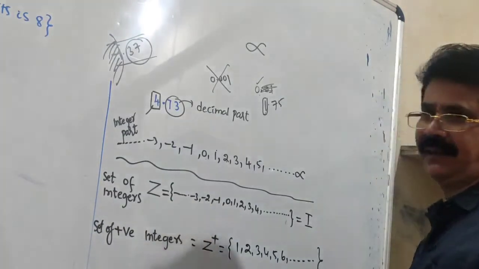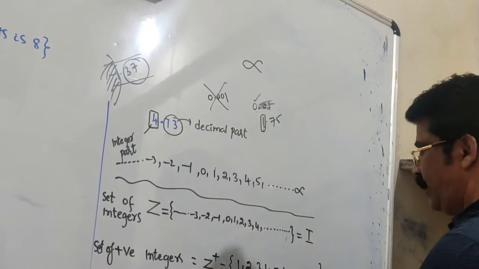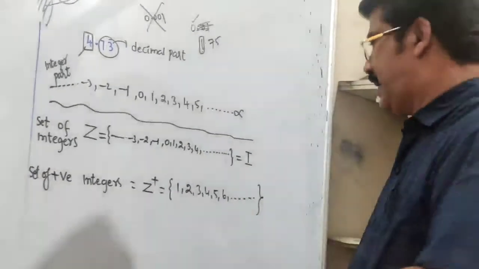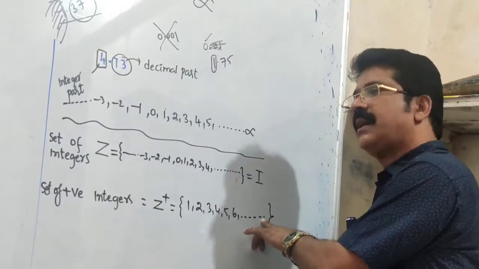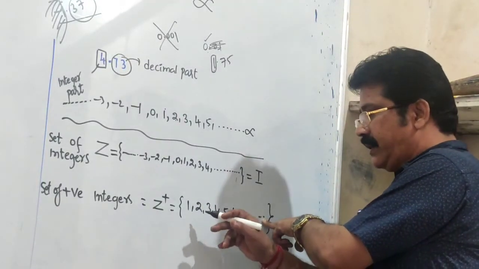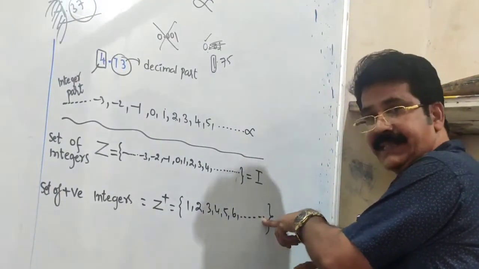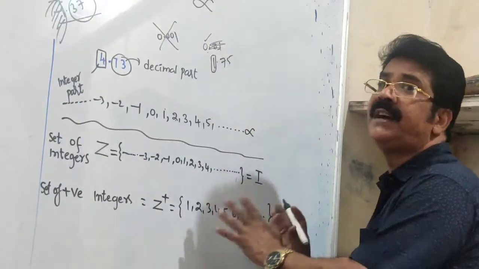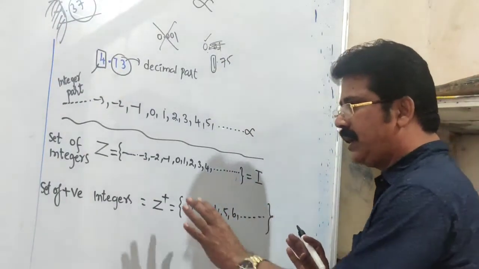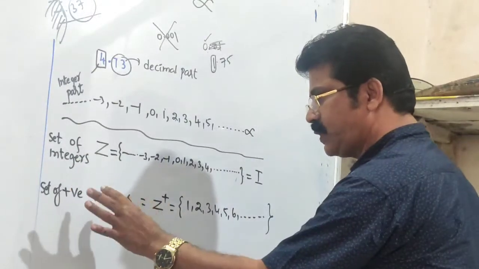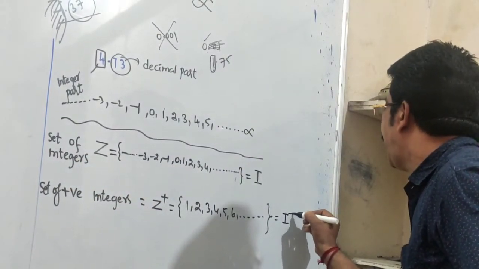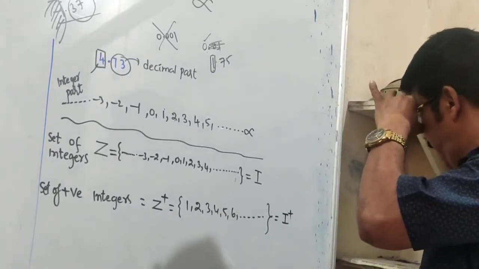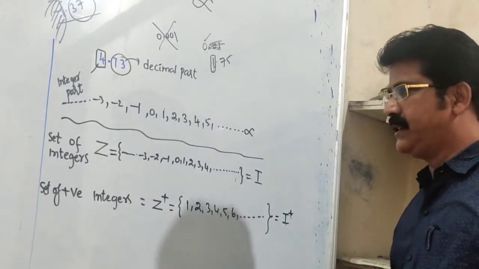Sir, you wrote only up to 6, only 6 elements are there. No, I wrote the notation, dash, read as "and so on", which means such numbers go up to infinity. How many are there? Infinite numbers are there. This is called Z plus, the set of positive integers, or simply it is denoted by I plus.